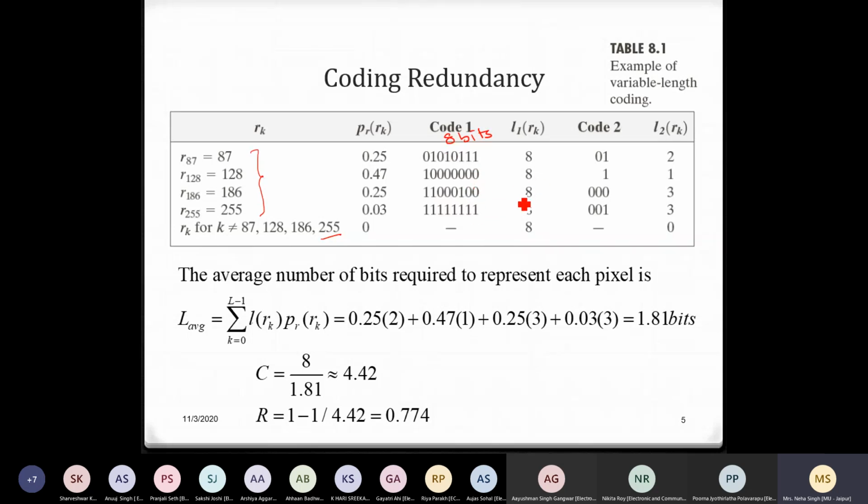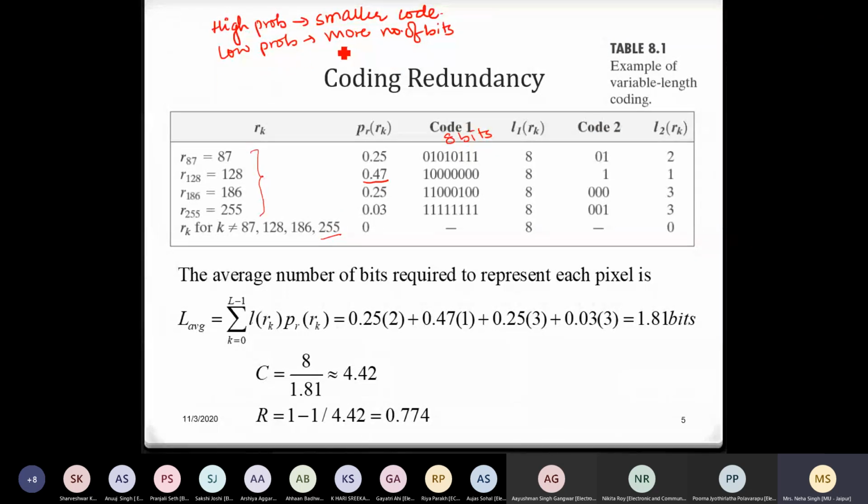But if I use variable length coding, a method where the symbols with high probability are given smaller codes, anything which has high probability gets a smaller code in length, like a lesser number of bits. But the symbols which have low probability, we can assign more bits to them, so that they are less used, as they have low probability.